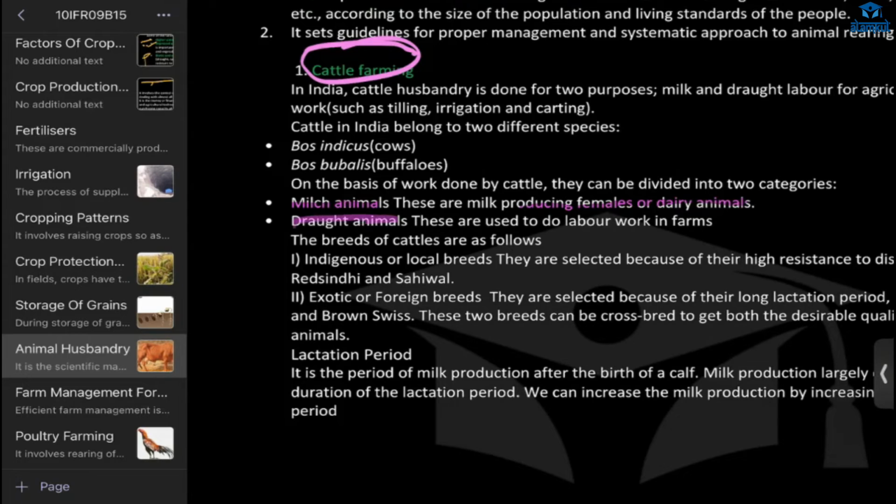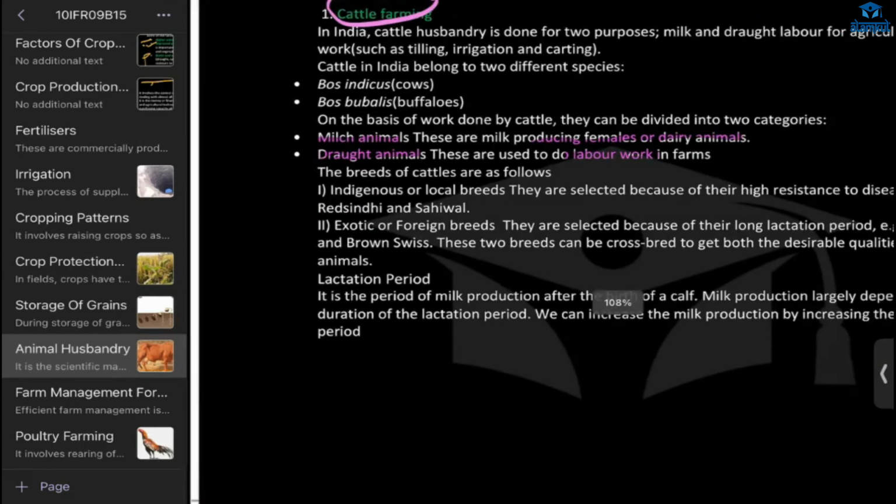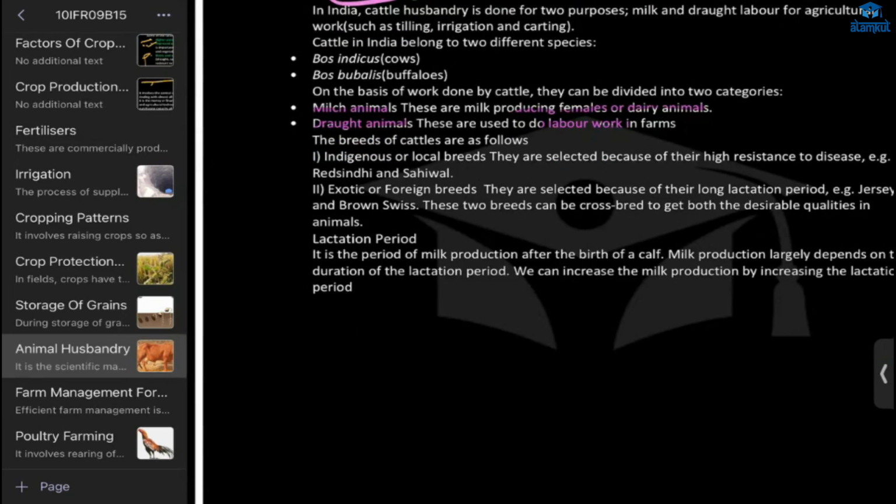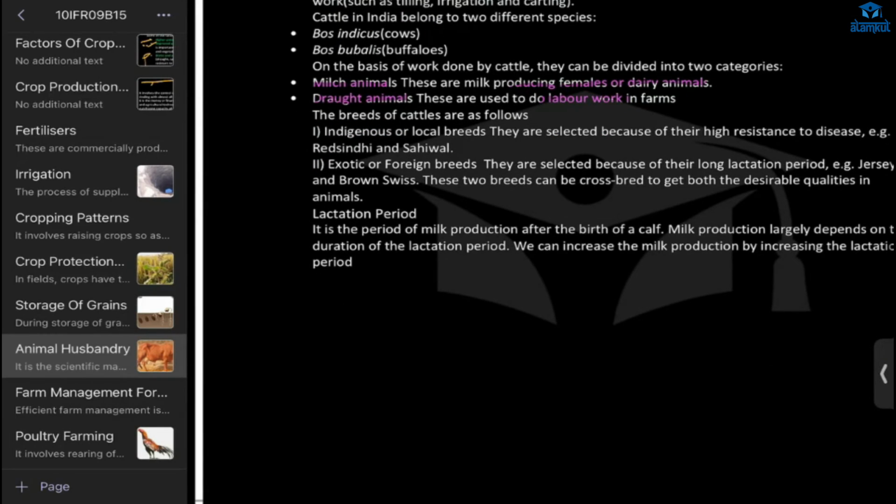The draught animals, what are those? Ma'am, they are used to do labor. Yes, for labor work. Next we have breeds of cattle. There are two types: indigenous or local breeds. What do I mean by indigenous? Native. I am native to Varanasi.